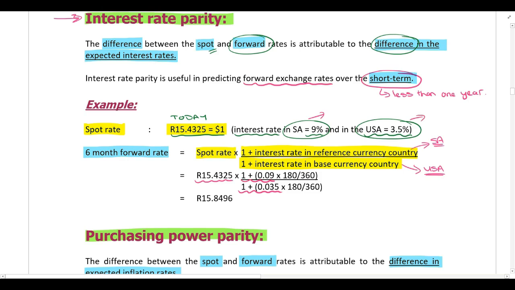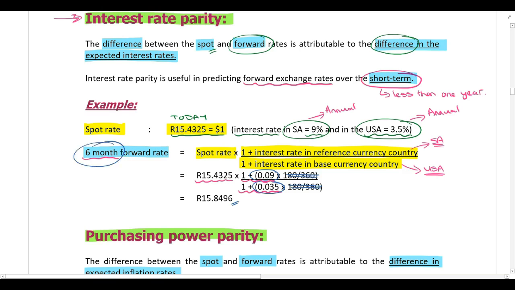These rates that you've been given, if you're given a rate, you always need to assume that it is an annual interest rate. So in South Africa, interest rates are 9% per annum, and in the USA, interest rates are 3.5% per annum. That is not the interest rate over a 6-month period, it's the annual interest rate. So be careful, we are not trying to calculate the forward rate in 1 year's time. If we were, that would be my calculation, because this is my annual interest rate. So that would give me the forward rate in a year's time.